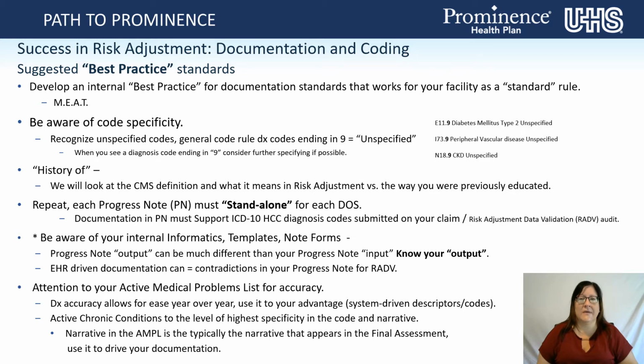Attention to your active medical problems list for accuracy is important as well. Diagnosis accuracy allows for year-over-year ease. Use it to your advantage. It's system-driven descriptors and codes. Active chronic conditions to the highest level of specificity in the code and the narrative. Oftentimes the narrative in the active medical problems list is the narrative that appears in the final assessment in your electronic health record, so let's learn to use this to our advantage.